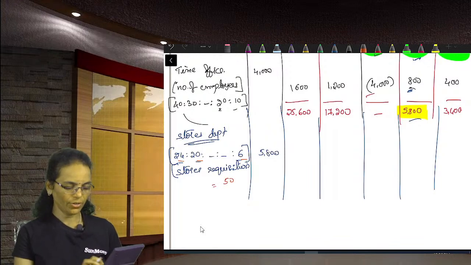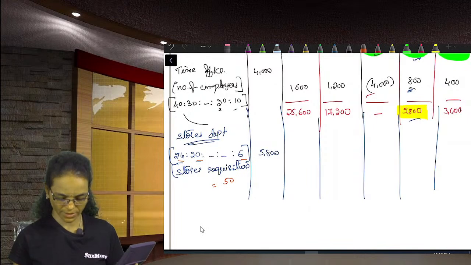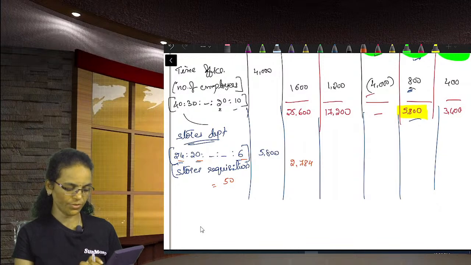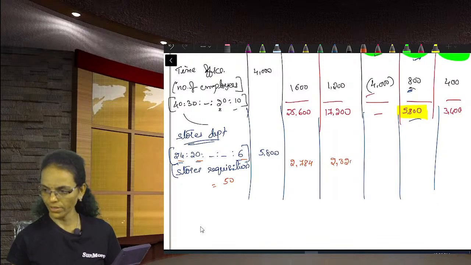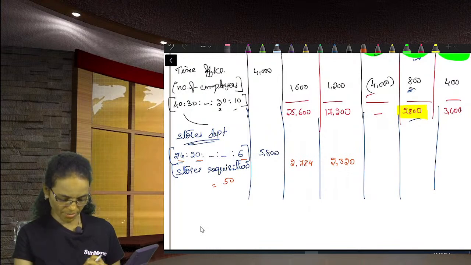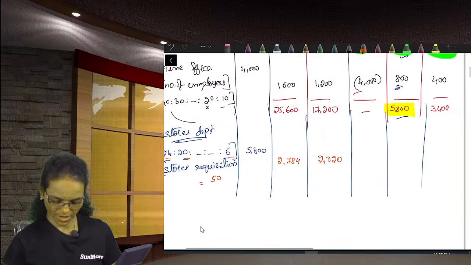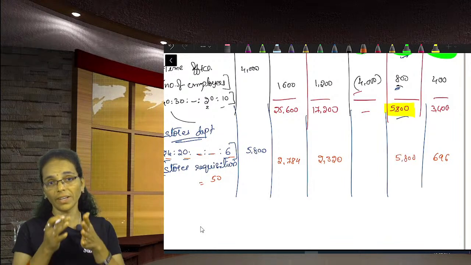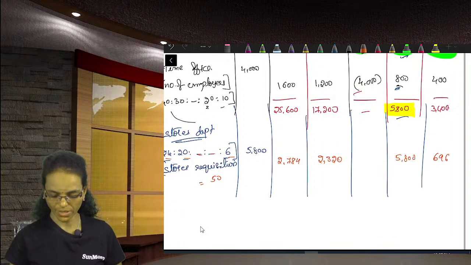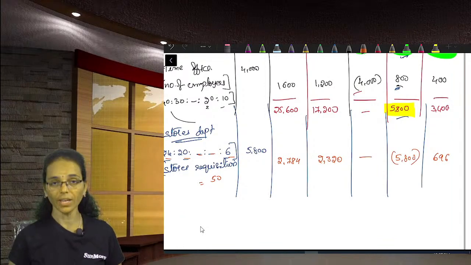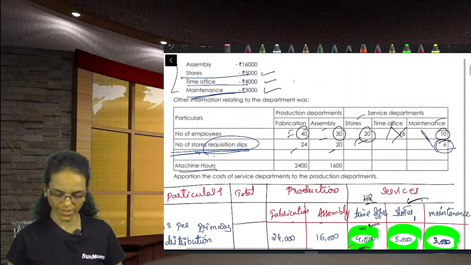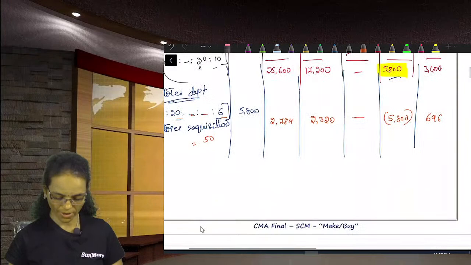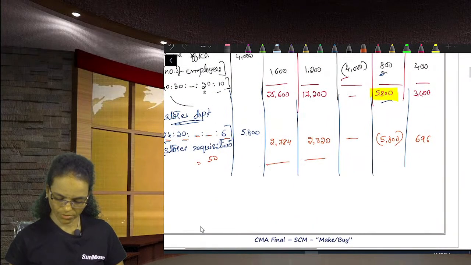You write here. 24 divided by 50 into 5,800 is 2,784. Divided by 24 into 20 is 2,320. Divided by 20 into 6, this is the last one, see here hyphen. So the last one is 696. This 5,800 has shared its burden among other departments. So here it is nil. To the HR department we are not allocating anything because it is not given any ratio here. Okay. Yes, now add it.